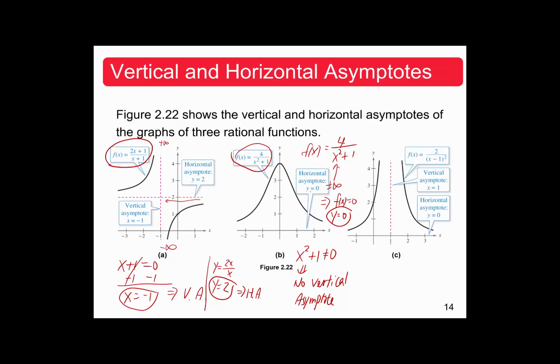Okay, and this one has a vertical asymptote at x equal to 1, by setting x minus 1 equal to 0. You get a vertical asymptote at x equals 1. And for the horizontal asymptote, similarly, when the x value approaches plus or minus infinity, then 2 over infinity minus 1 squared, it becomes infinity. So 2 over infinity becomes 0. So the horizontal asymptote here is going to be 0.